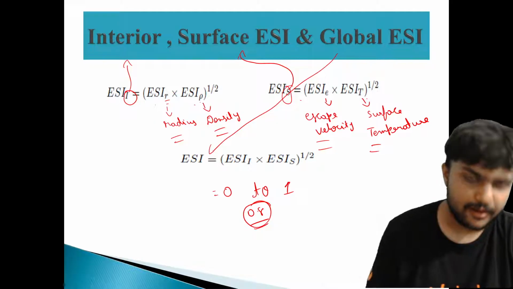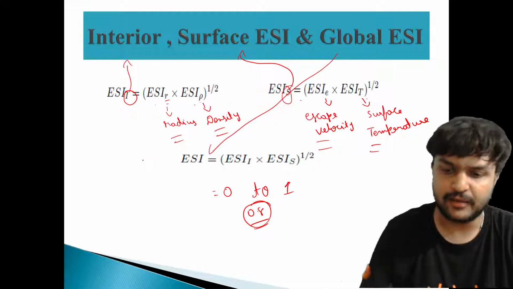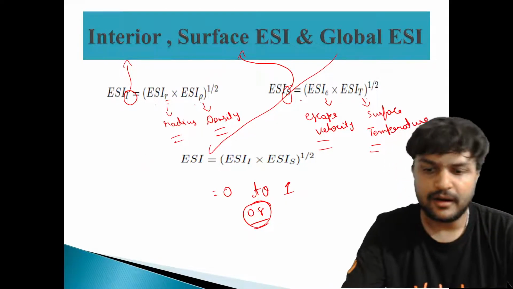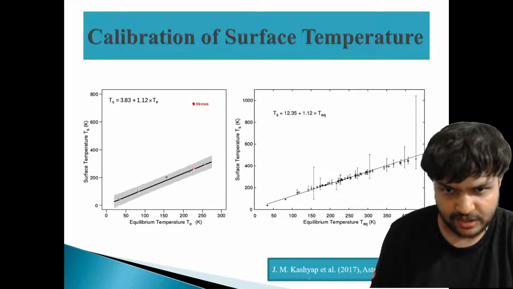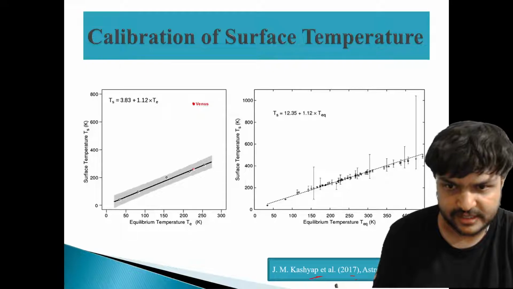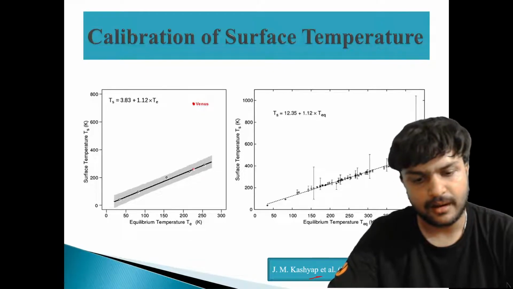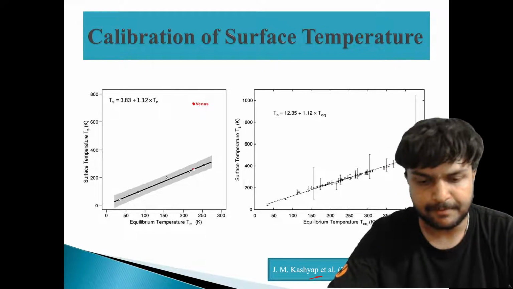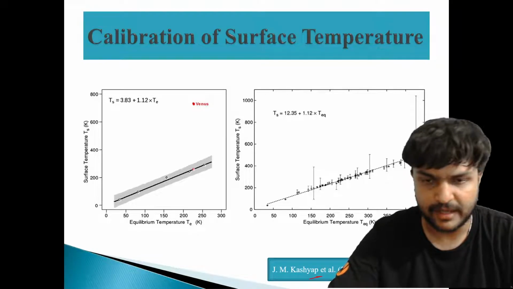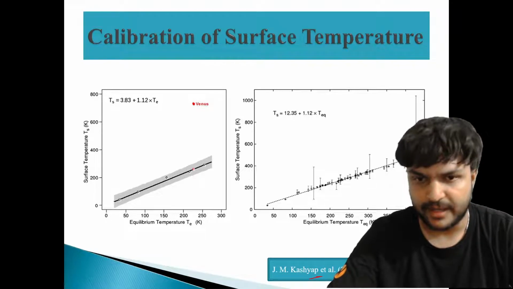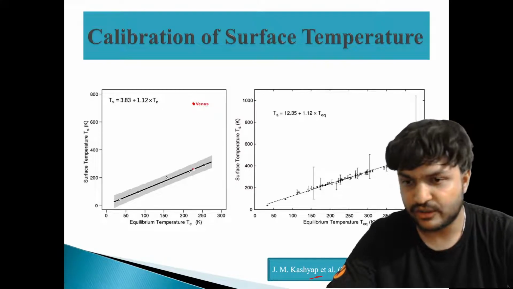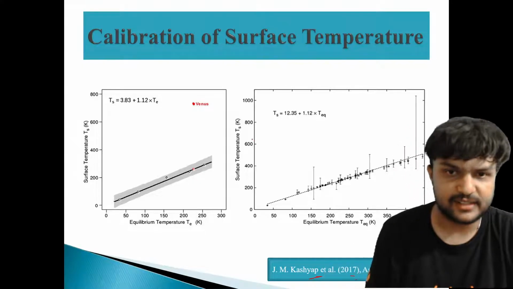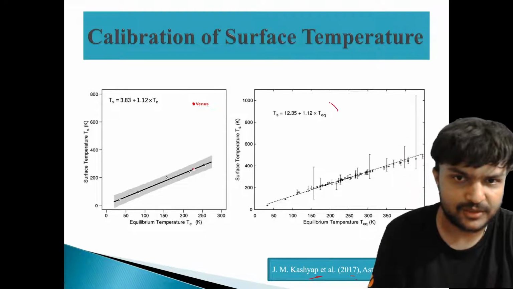Actually, when we did this work, I was a part of it. This is my own paper. You can see here, J. M. Kashyap et al. 2017, Astrophysics and Space Science Journal. This was published by me and my team. I had a Russian scientist who was my co-guide along with my supervisors. We published this in 2017, and this became the cover page of the Astrophysics and Space Science Journal. And this was the formula. Many people ask me what was the formula you discovered.